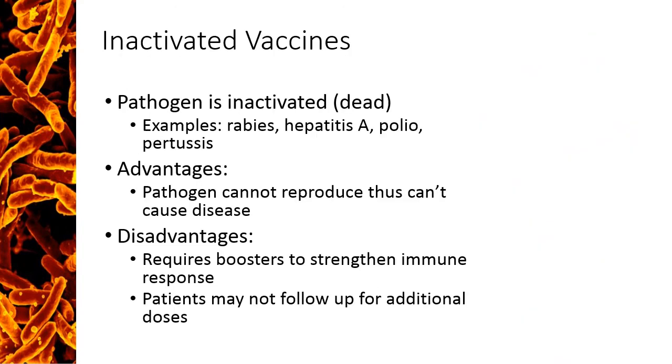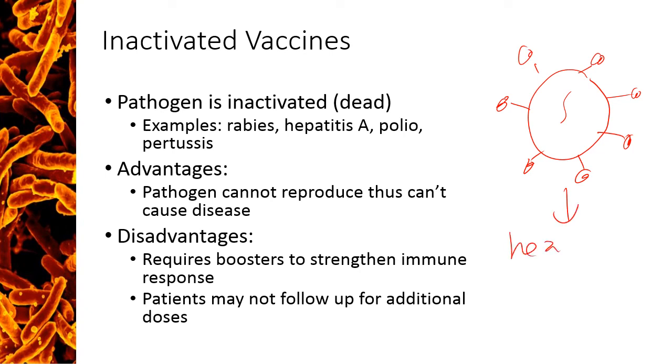The next common type of vaccines are inactivated vaccines. These are vaccines where you're using the pathogen, but the pathogen has been inactivated, so it's dead. So for example, if you had your pathogen like before, you would take this pathogen and you would expose it to something like high heat or various chemicals, and that's going to kill the pathogen itself.